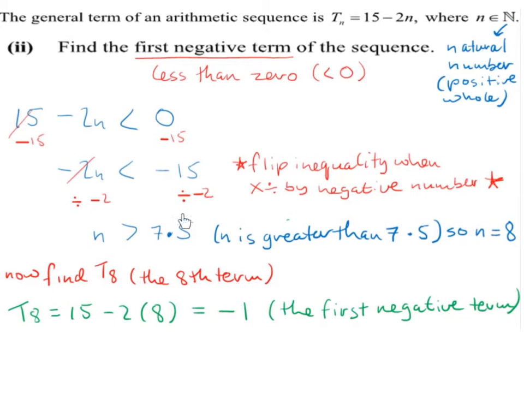Now this is not because 7.5 rounds off to 8. If the answer had been 7.1, we would still get 8 because it has to be the first whole number that's greater than 7.5. So we would never round this down unless the inequality sign was flipped the other way. So now we have to find term 8, the 8th term. Again, we take our nth term, 15 minus 2n, and we swap that n for an 8 with brackets around it. That gives us 15 minus 2 times 8, which is 15 minus 16, which is minus 1. So minus 1 is the first negative term.